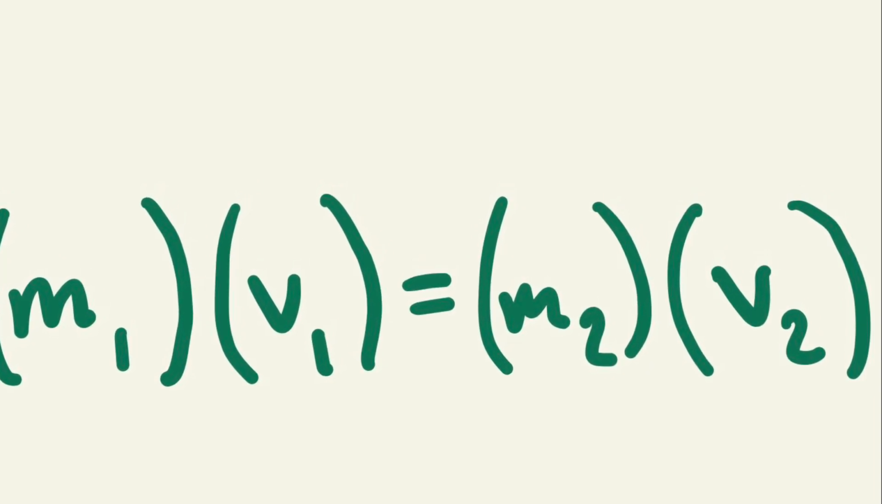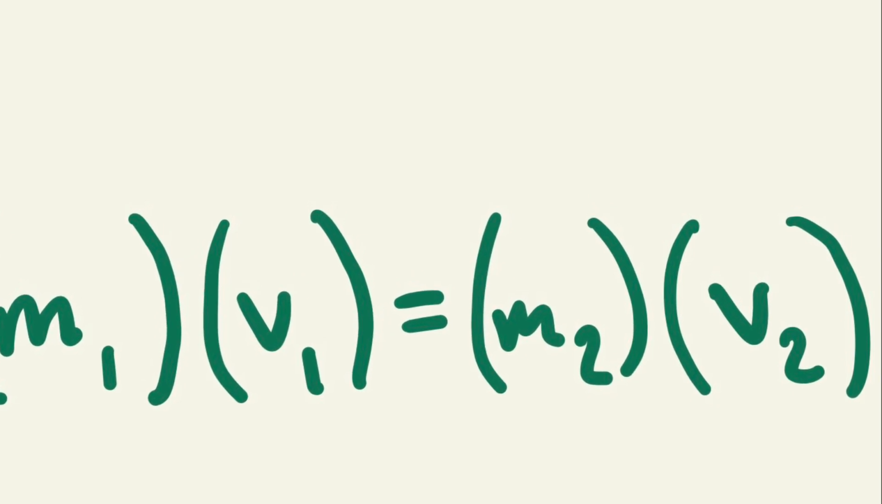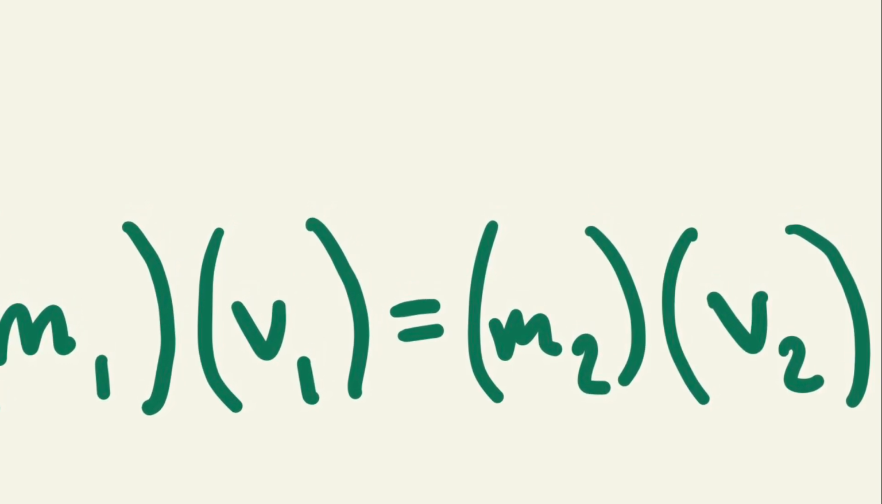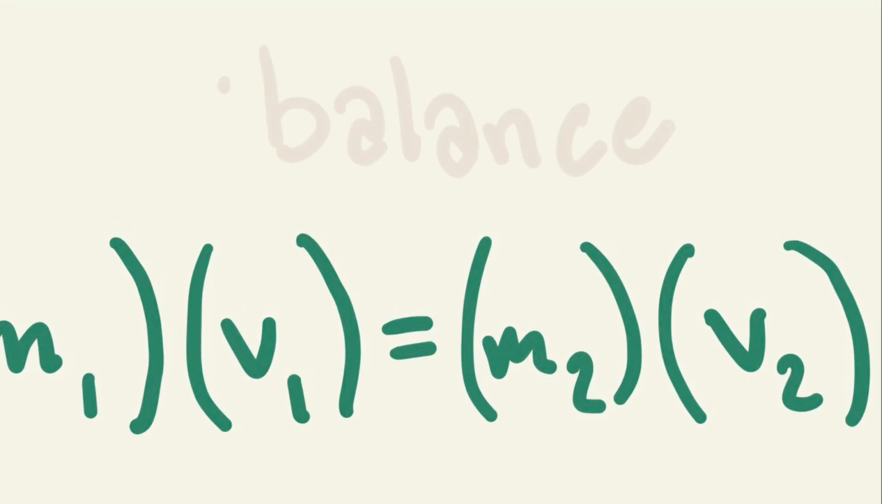M1 and V1 represent the concentration of the stock solution, or whatever you're starting out with. M2 and V2 represent your dilution, or what you have after adding solvent, in our case, water.